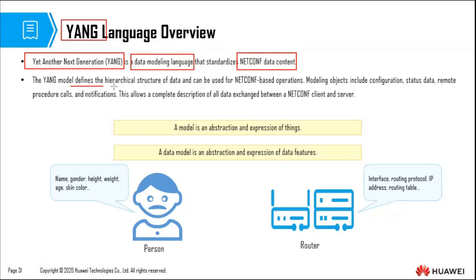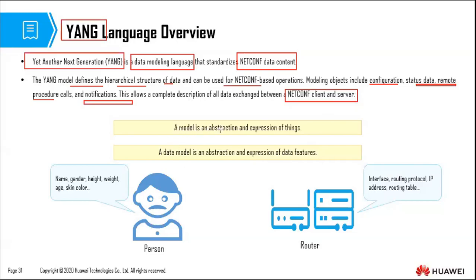So a YANG model defines the hierarchical structure of data that can be used for NetConf-based operations. Modeling objects include configurations, status data, remote procedure calls, notifications, etc. This allows a complete description of all data that is exchanged between the NetConf client and the server.